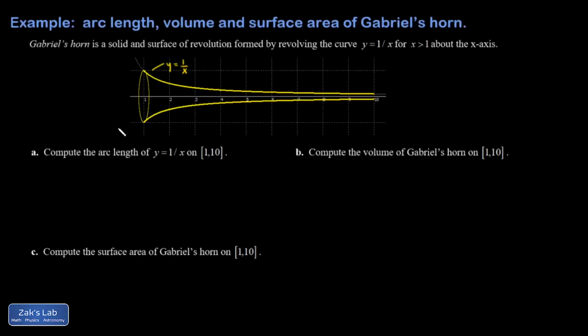This is a classic curve called Gabriel's horn. That's a section of y equals 1 over x. So technically, Gabriel's horn goes all the way off to infinity, but we have enough of a chunk here to look like a horn. And we're trying to do kind of everything for this. So I want the arc length of this curve.